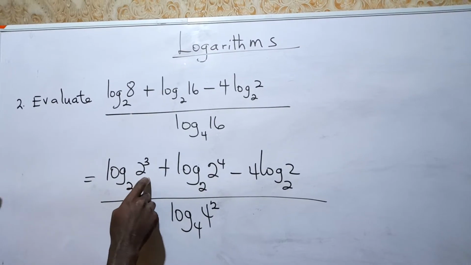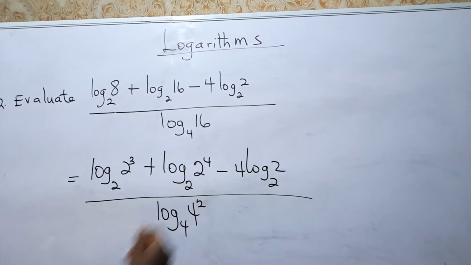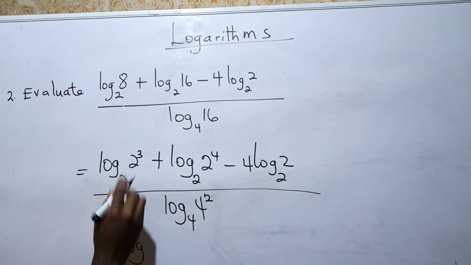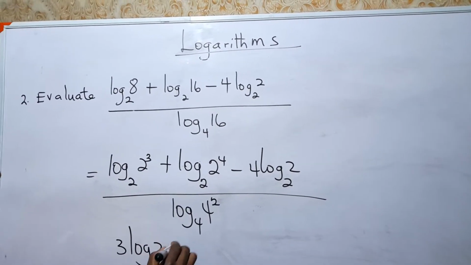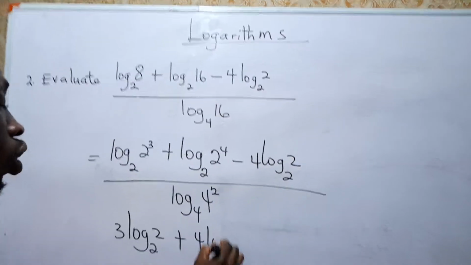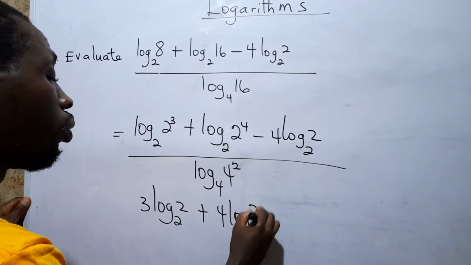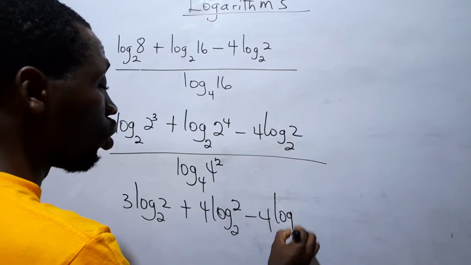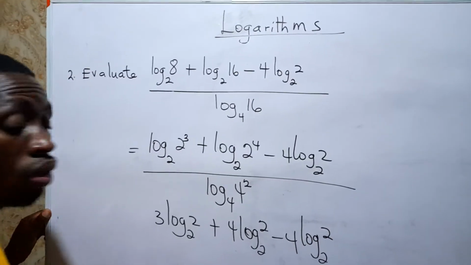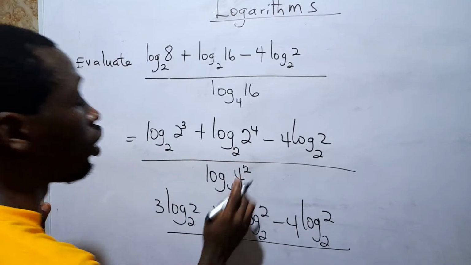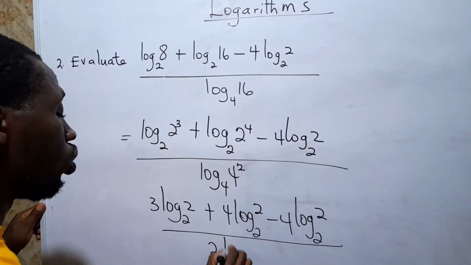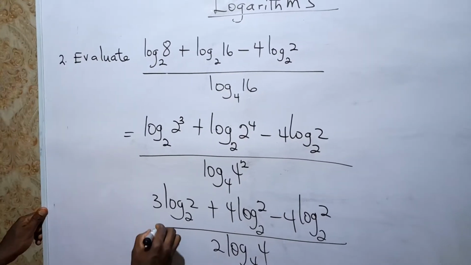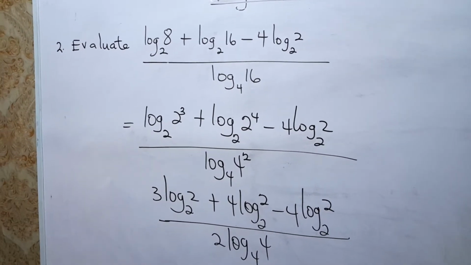Then we apply the third law by dropping off all the exponents. So we have 3 for this, 3 log 2 base 2 plus 4 log 2 base 2, then minus 4 log 2 base 2, all over this will be 2 log 4 base 4. So remember, a log to the same base is 1.